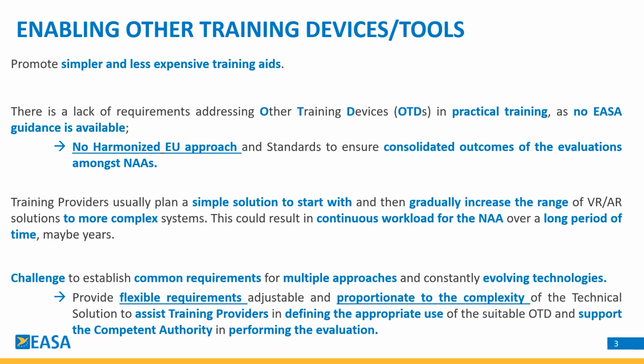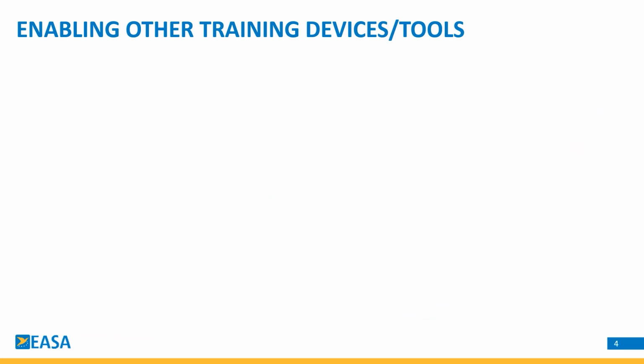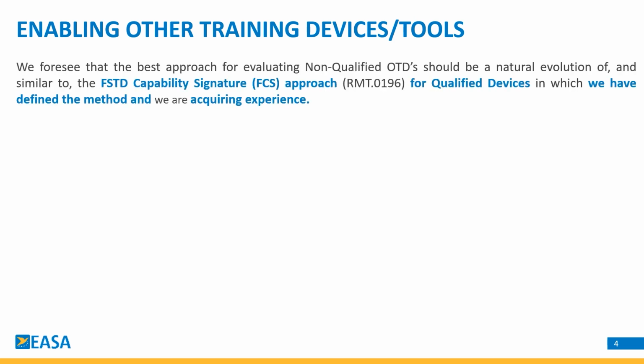So we need to come up with flexible requirements that will be adjustable and proportionate to the complexity of the technical solution in order to assist the training providers in defining the appropriate use of their tool and also to support the competent authority in performing the evaluation. And this is where the FSTD capability signature approach comes into play. We foresee that the best approach for evaluating these non-qualified other training devices should be a natural evolution of and similar to the FSTD capability signature approach that we're using for qualified devices, and in which we have defined the method and we are acquiring some experience.